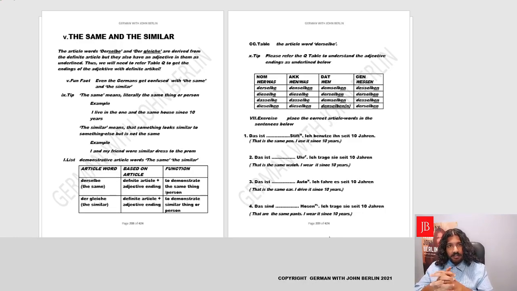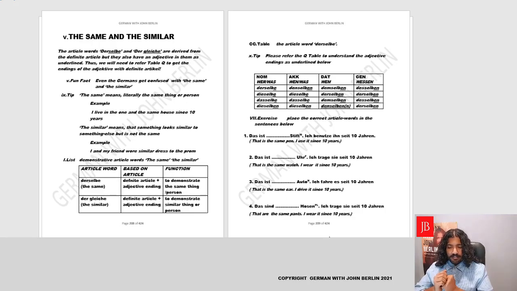The same is when we are literally talking about the same thing or the same person. And the similar is when we're not talking about the same, but a similar person or a similar thing. That's all there is to it. Basically, they are derived from the definite article, and they're a combination of an article and an adjective. Let's find out what they look like.